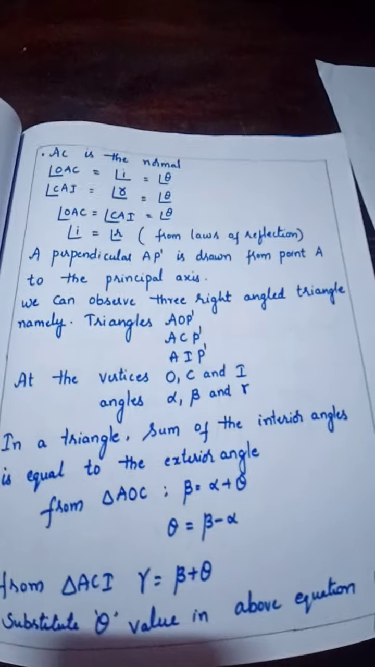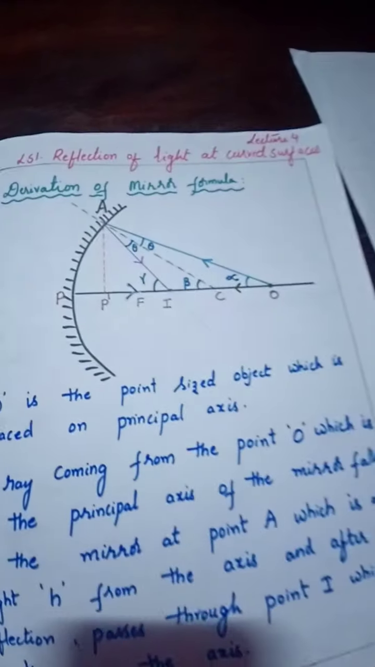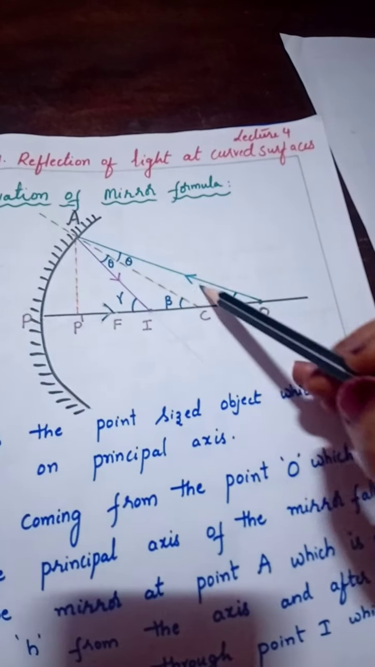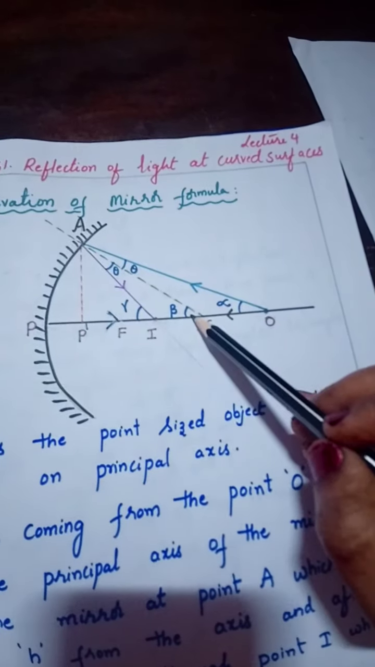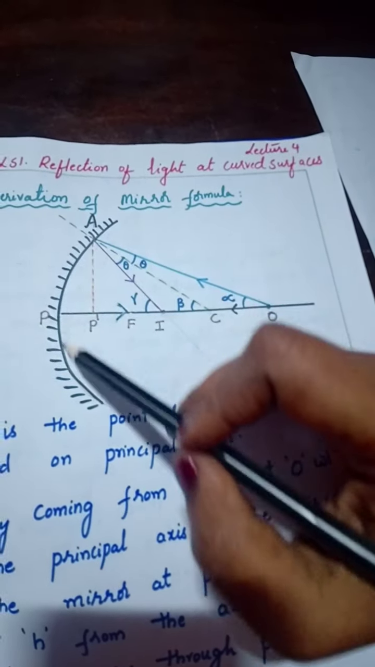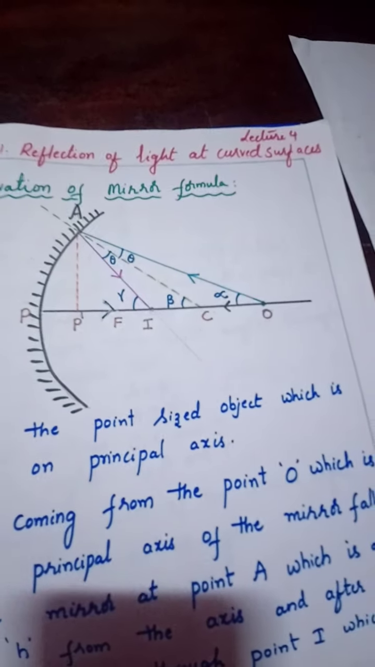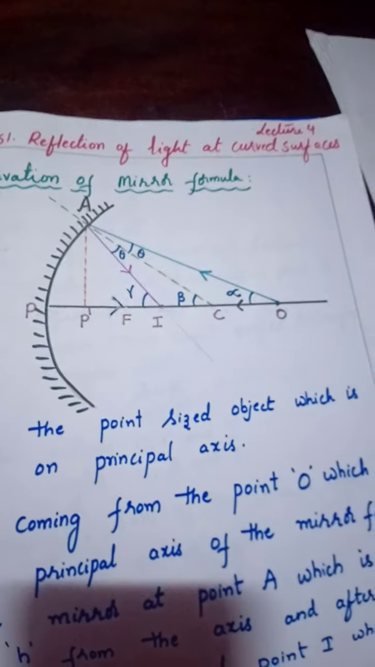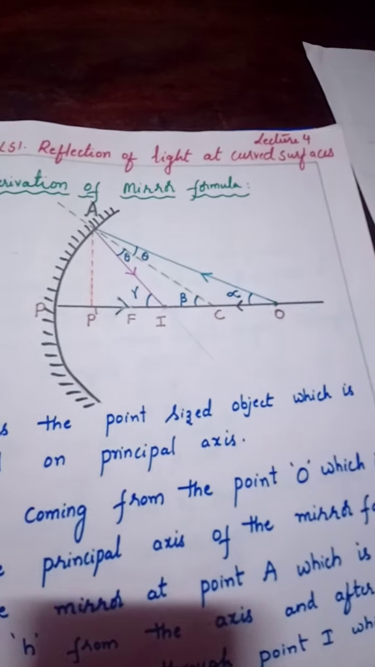AC is the normal. We have seen that also. AC is normal only, no? This is A and this is C. A point on the mirror joined to the center of curvature, very important, any point on the mirror joined to the center of curvature is called the normal. Any point on the concave mirror joined to the center of curvature gives us what? Normal. So AC is a normal here.